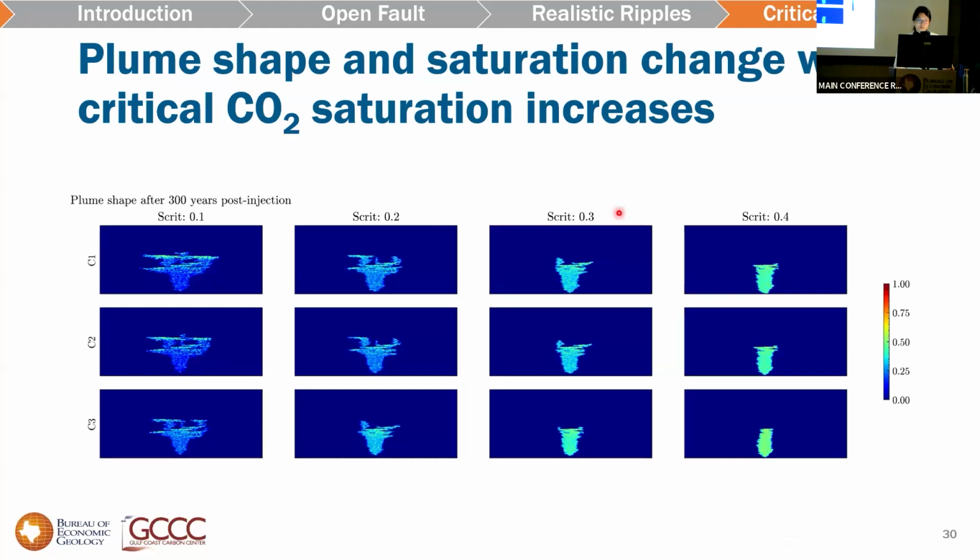And here you can see the simulation results. In each row, we have the C1, C2, and C3 scenarios. And from left to right, we have critical saturation increasing from 0.1, which is 10% of the pore space for a grid block, all the way to 0.4, which is 40%. And immediately, you see that for all of these three scenarios, increasing the critical saturation has a significant impact on both the plume migration extent and the plume saturation itself.